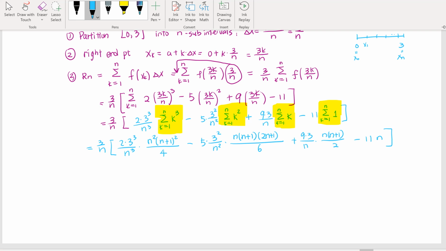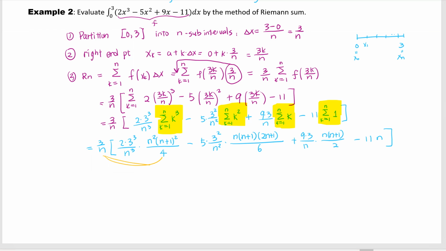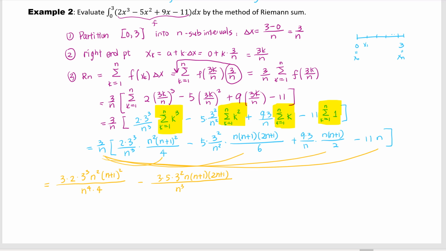Okay, what's next? We're gonna distribute it. There are 4 terms, so we distribute the 4 terms. First term, what do we get? You can see 3 cubed n squared n plus 1 squared all over n times n cubed n to the 4 and 4. That is the first term. Second term, 3 times 5, 3 squared n plus 1, 2n plus 1, denominator n times n squared n cubed times 6. The next term we have 9 times 3, so 3 times 9 times 3, n plus 1 over n times n squared times 2, minus 3 times 11n over n.